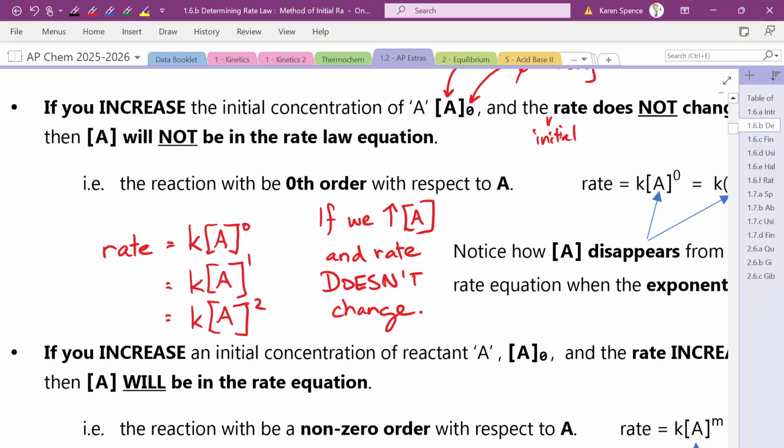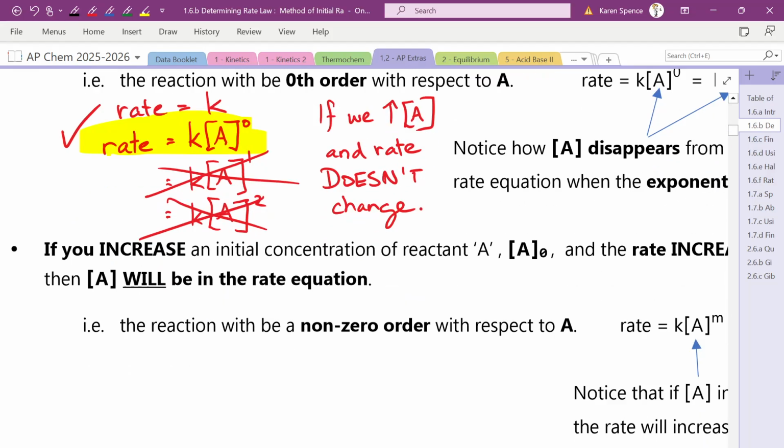Which one do you guys like? First one, right? Because what it means is that rate is just equal to K and does not depend upon the concentration of A. So you can change the concentration of A all you like and you don't affect the rate. Yes? Okay.